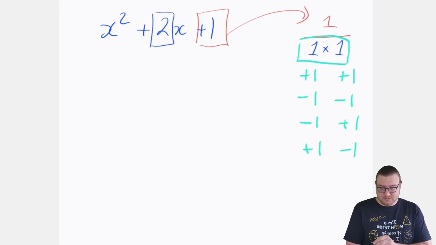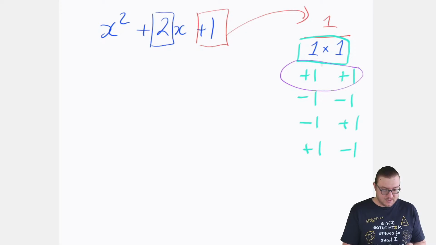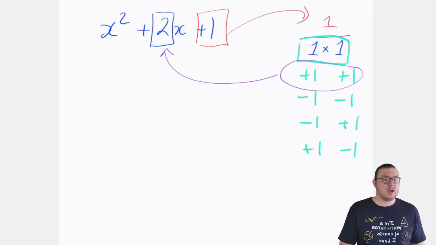For our example, we need to check, but there's only one of these combinations that will work to get to 2 if we add it. Here we need both +1 in order to add to 2.